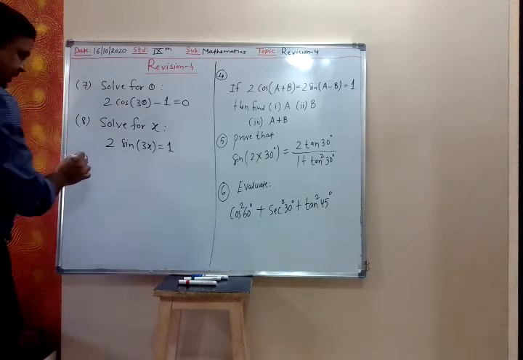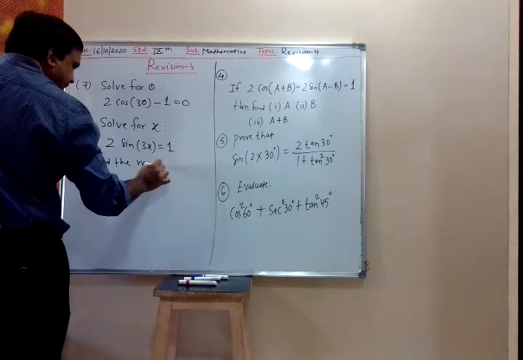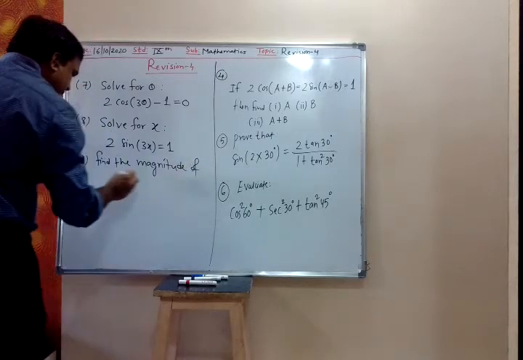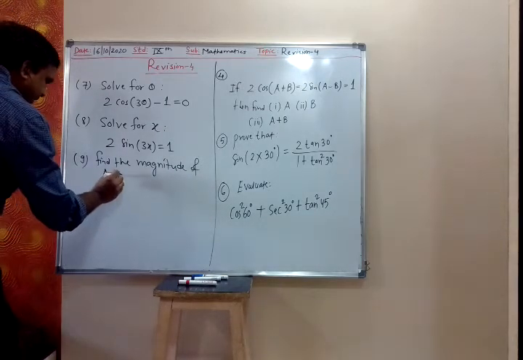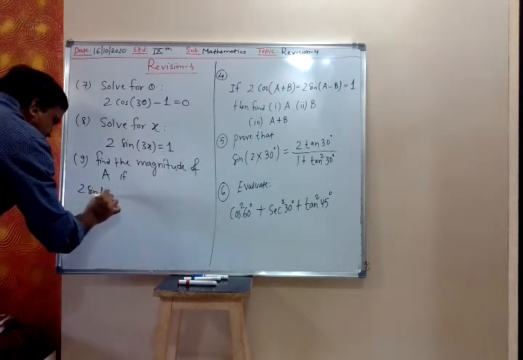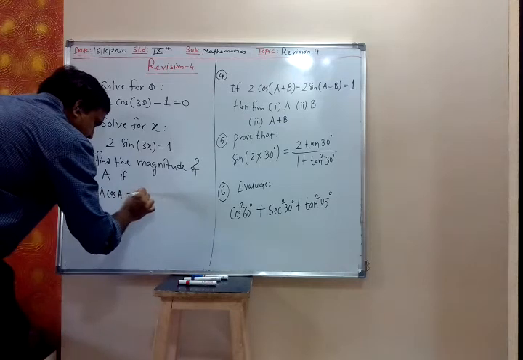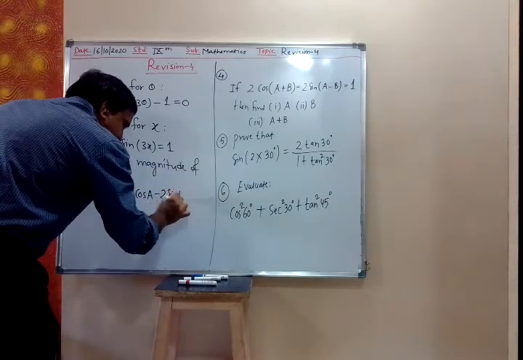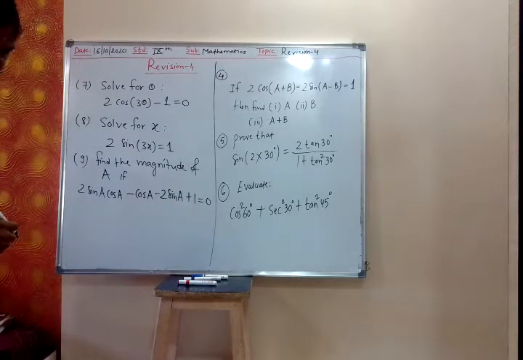Find the magnitude, means value, of A, if 2 sin A cos A minus cos A minus 2 sin A plus 1 is equal to 0. Find the magnitude of A. You have to simplify and find the value of A.